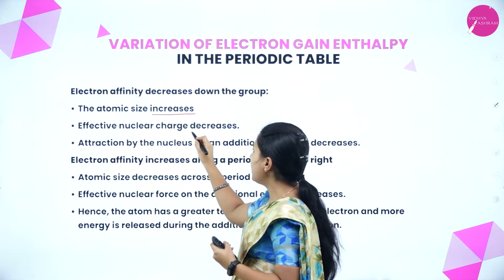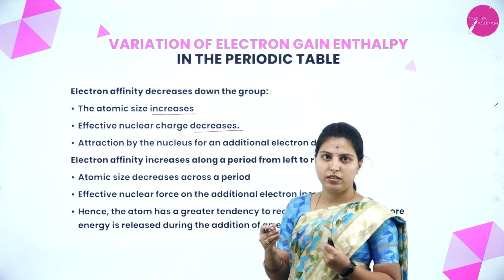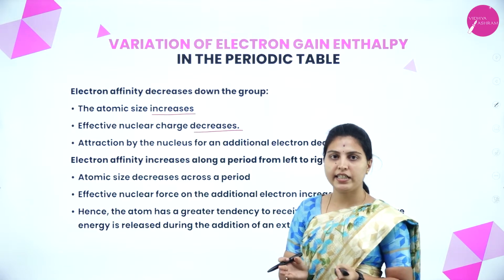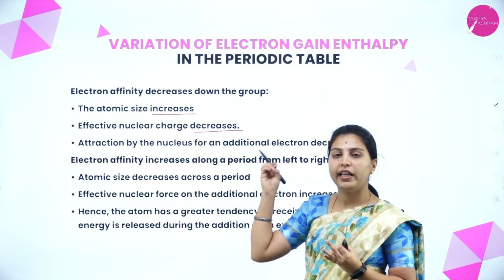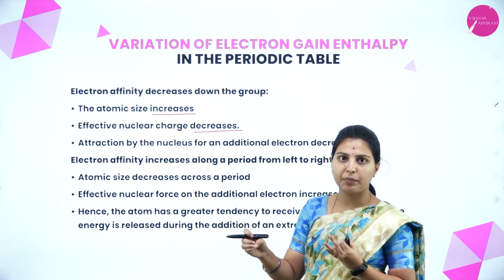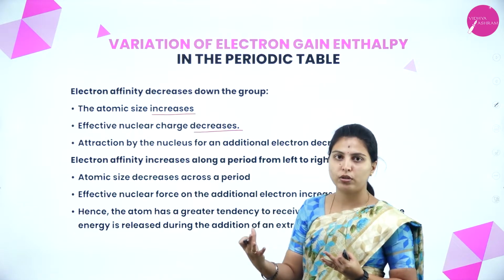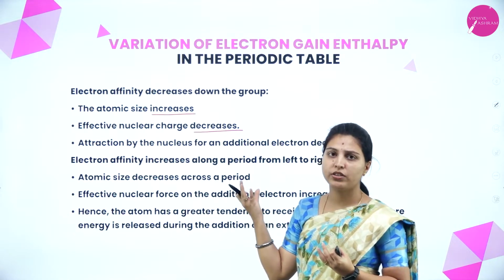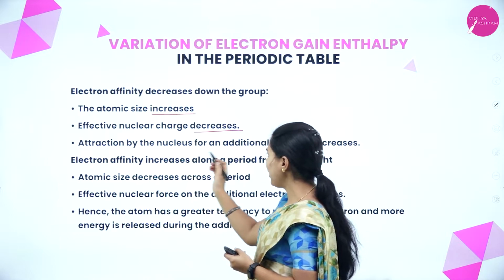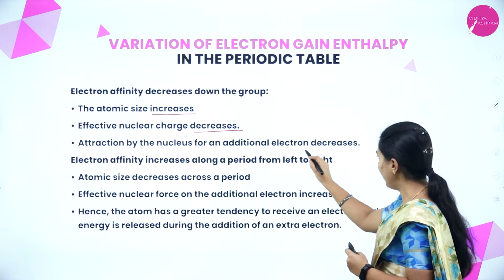Effective nuclear charge will get decreased. Due to the atomic size increasing, the effective nuclear charge decreases because the extra electron is being added and the atomic size is getting larger. So the nucleus cannot attract the outermost shell electrons well. Attraction by the nucleus for an additional electron decreases.